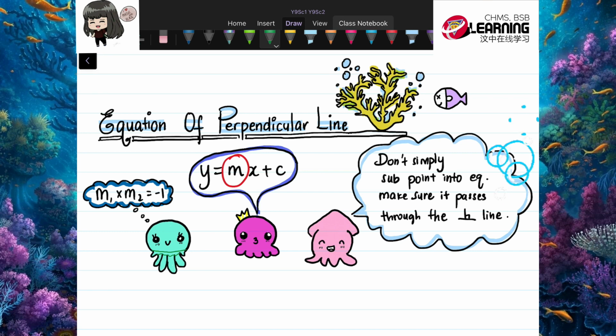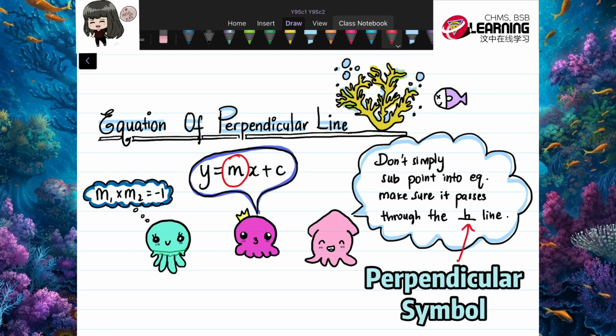This is a word problem question, so you don't simply substitute a point into the equation. Make sure that the point that you are using passes through the perpendicular line. This is a perpendicular symbol.